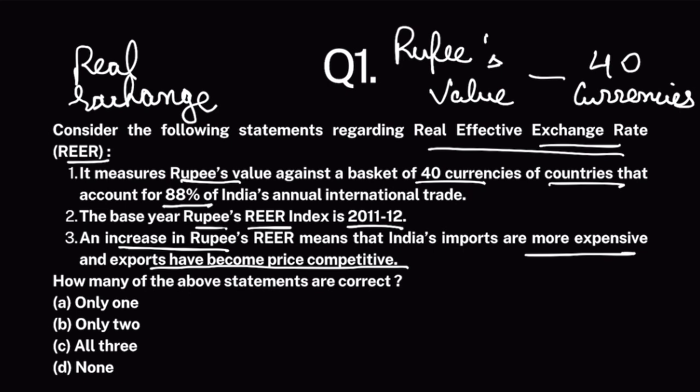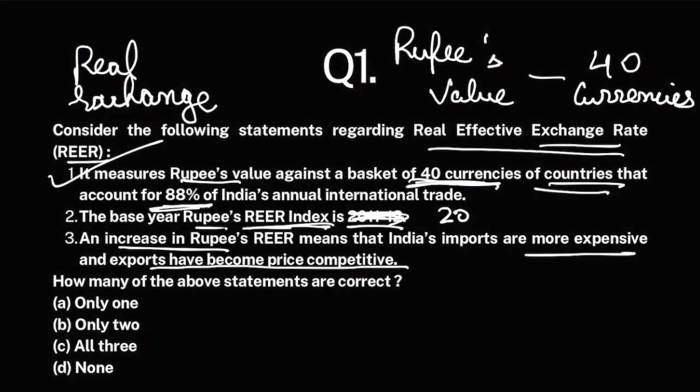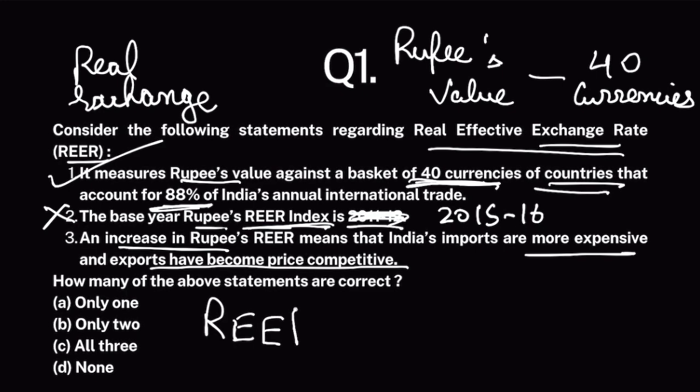All right, now these 40 currencies are from countries that have a share of 88% in India's international trade. So this part is absolutely correct. Now, like every index has a base year, REER index also has a base year. But the base year is not 2011-12, it's 15-16. So this is false.